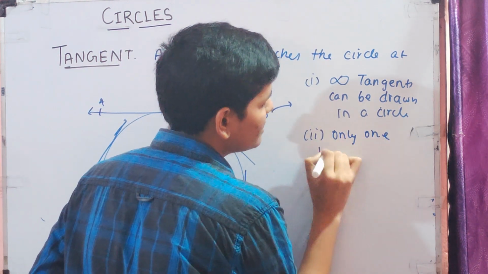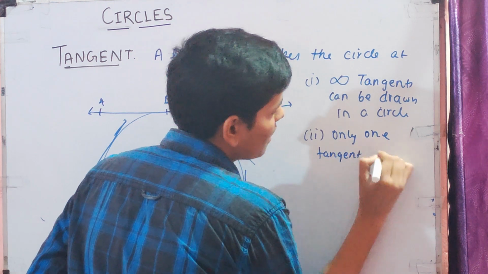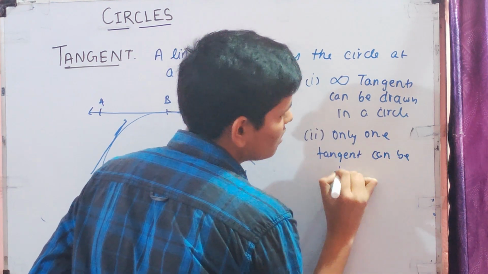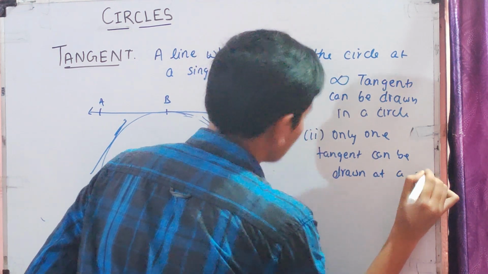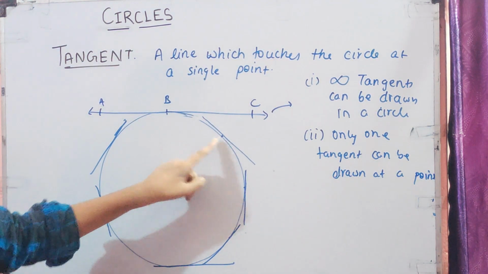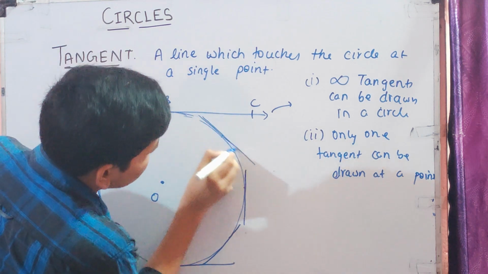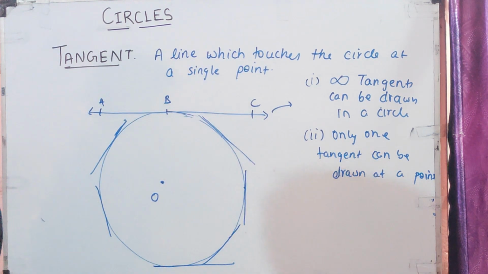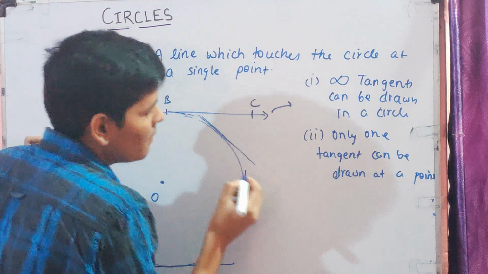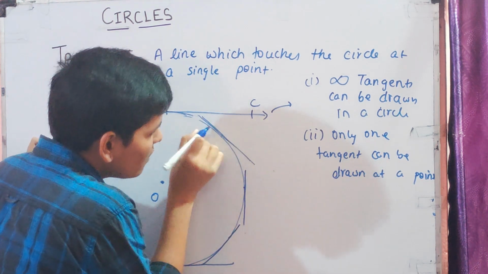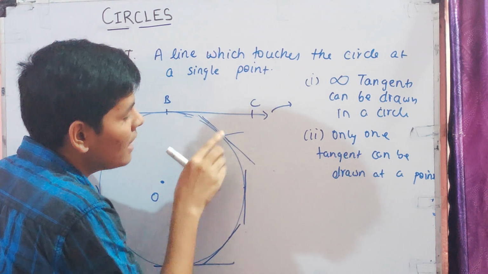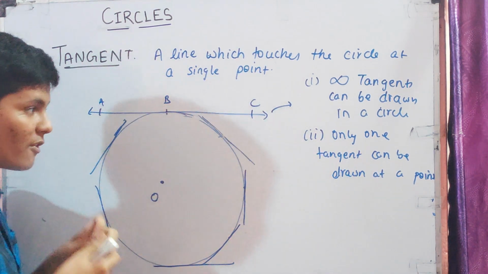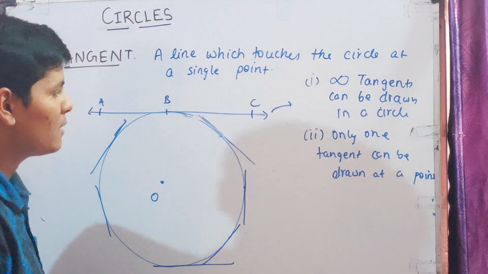Only one tangent can be drawn at a point. Suppose we take this point. At this point we drew one tangent. Now is there any other way of drawing another tangent? No, we cannot draw. Because if you try to draw another tangent, it might pass through the circle, so it might not be a tangent. Hence there is no other method of making another tangent at a particular point.